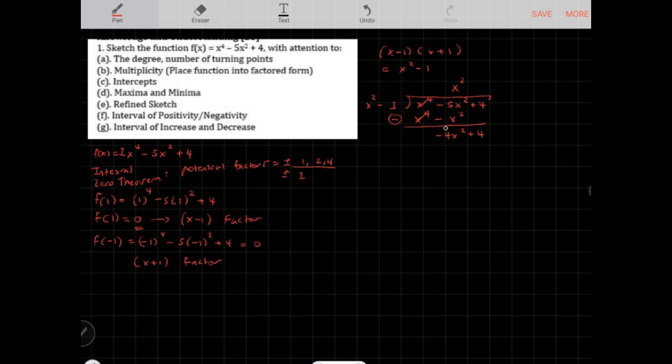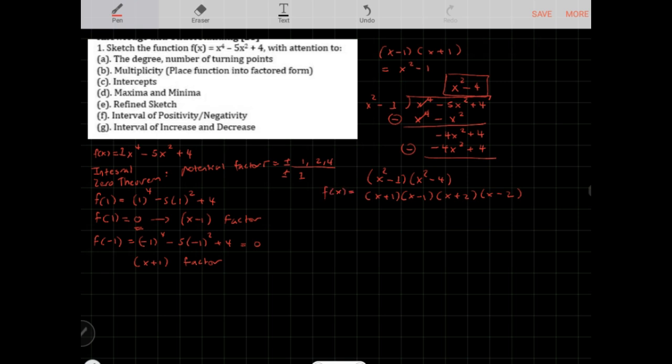Right, to match the leading term, the -4x^2, what I'm going to do here is multiply this by -4. So if I multiply this by -4, you get -4x^2 + 4. And then when you subtract this, okay, our quotient here is x^2 - 4, right? So collectively, the quotient is (x^2 - 1)(x^2 - 4). So that's going to be (x + 1)(x - 1)(x + 2)(x - 2). Okay, so this is your fully factored expression of f(x), right?